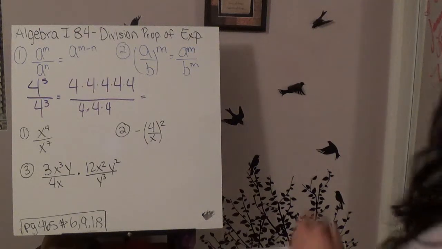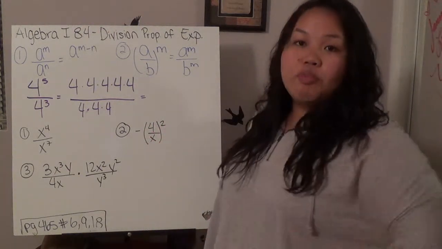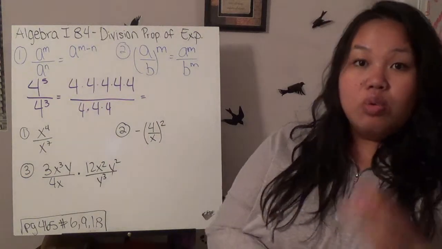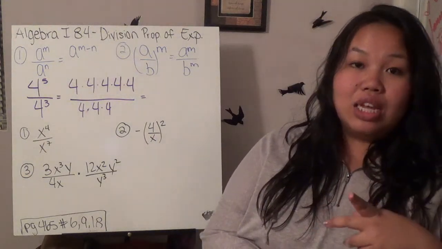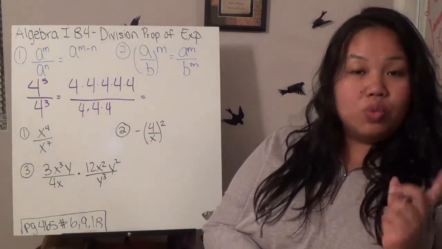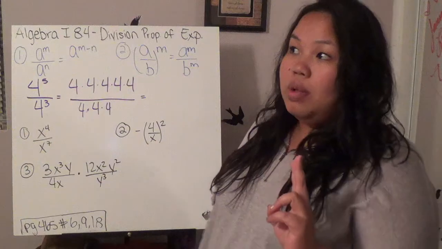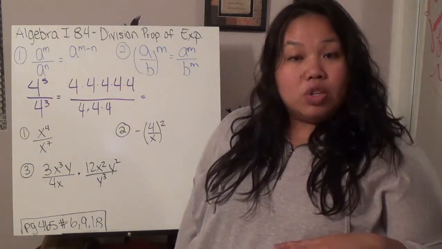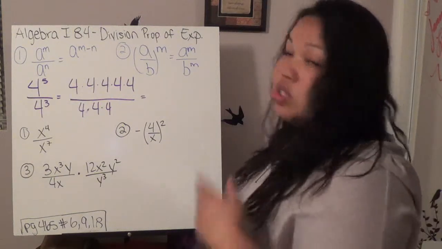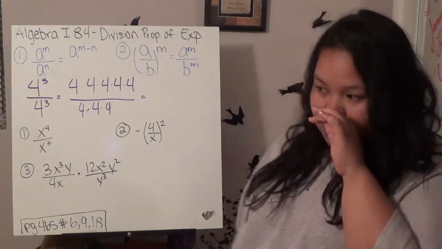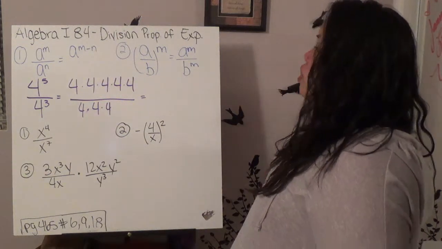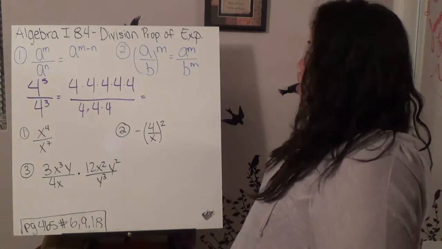In Algebra 1, section 8.4, we're dealing with division properties of exponents. You did the multiplication properties, which were the 3 rules, and then last section, 8.2, we did the zero exponent, anything to the power of 0 is 1, and negative exponents, which means you just have to put it on the other side of the fraction. And if there's not a fraction, you create one using 1. Now we're going to skip 8.3 and go straight to 8.4, which is the division property of exponents.